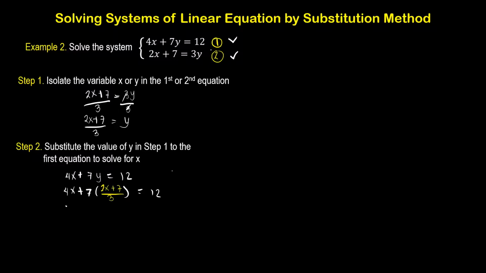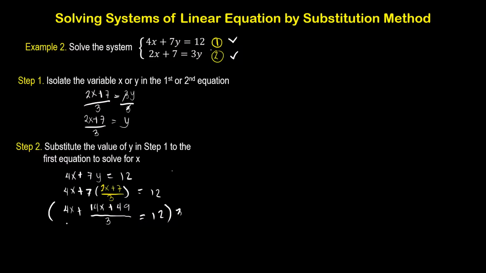So, we have 4x plus, we need to distribute this one to the numerator. So, we have 7 times 2x is equal to 14x. Then, 7 times 7 is equal to positive 49, then over 3 equal to 12. Now, here we have the fraction. So, to get rid of the fraction, ang gagawin lang natin is to multiply the entire equation by 3. Okay? So, that means we need to distribute 3 in the entire equation.